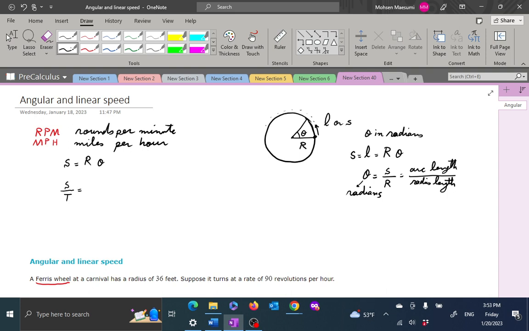On the right hand side, the radius is a fixture. It is not changing. But the angle that we are turning, as time passes by, we are going to bigger and bigger angles. So if I take that angle and divide it by time as well, I get the angular speed. So what we have here is, this is called the linear speed, and this one is called the angular speed.